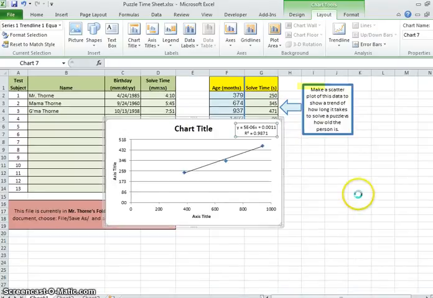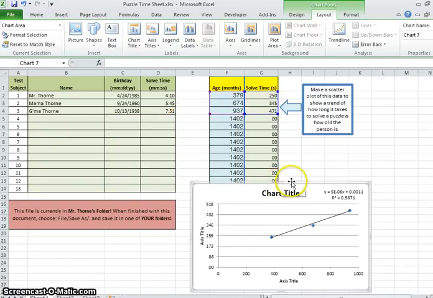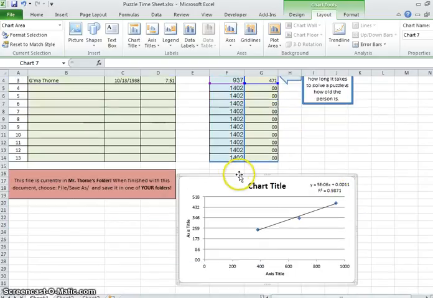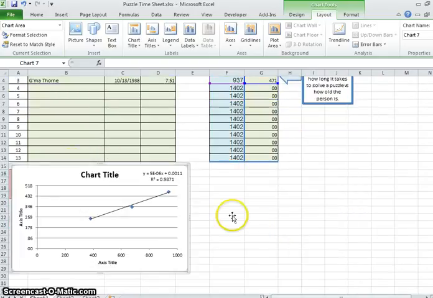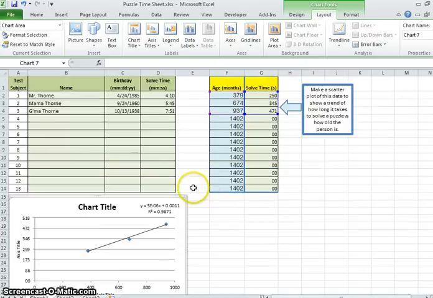Once you have finished, just move this a little away from your data so that when you go to print it, we can see what it looks like. And actually, if you want to cover up my stuff with the chart, you may do so.